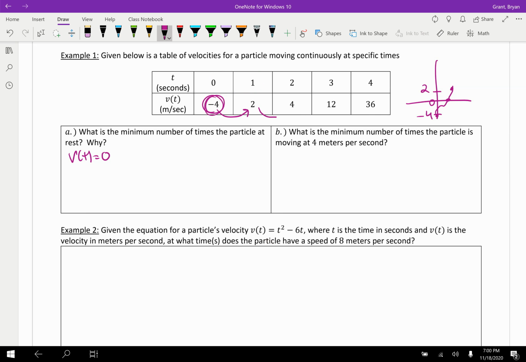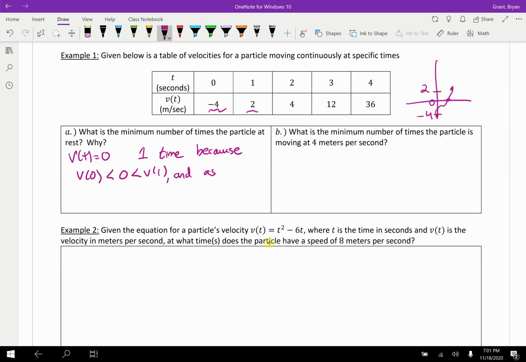What about the rest? Is 0 guaranteed from 2 to 4? No. 4 to 12? No. 12 to 36? No. I think we can at least guarantee that this will happen at least once. So the minimum number of times the particle is at rest, we would say 1 time, because v of 0 is less than 0, right? Negative 4 is less than 0, which is less than v of 1, which is 2.